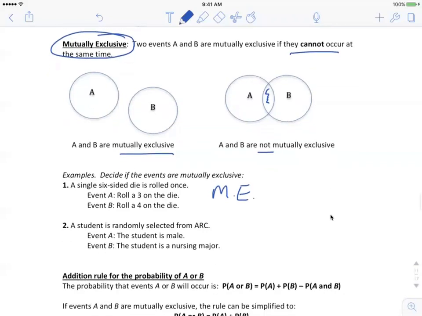Compare that to the second one. A student is randomly selected from ARC. The student is male. The student is a nursing major. Of course, this could happen at the same time because you could select a nursing major who is male. So this is not mutually exclusive because there is overlap.